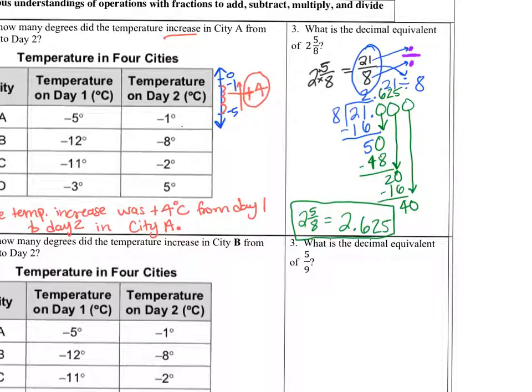Make sure you show your work and that you're neat. Another SMP, or standard for mathematical practice, is SMP 6, which is attend to precision. In other words, be neat with your work, be precise. And neatness does count in my class. So make sure that you're very neat.